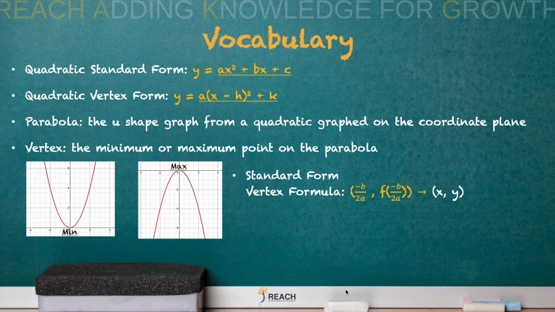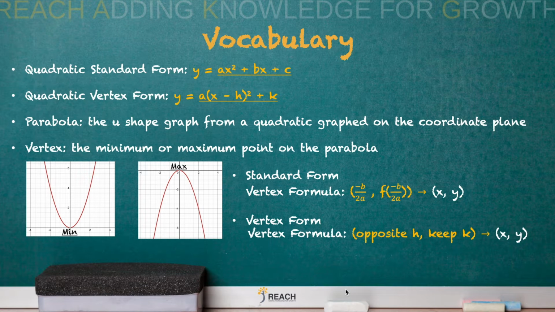So we need to find the vertex by just applying this formula. However, that's only when it's in standard form. So it's the negative b over 2a. That's your x value. And then how you get the y value, you just plug that answer back into the original function. That's what the f stands for, the original function. And it's going to be a coordinate point.